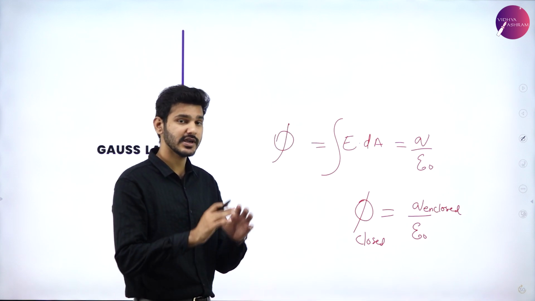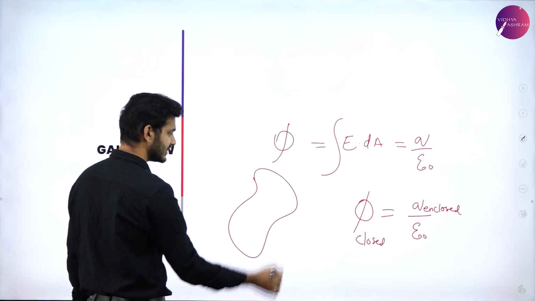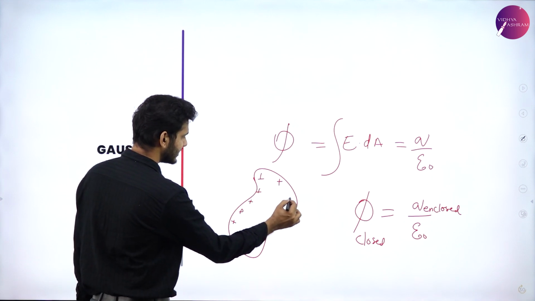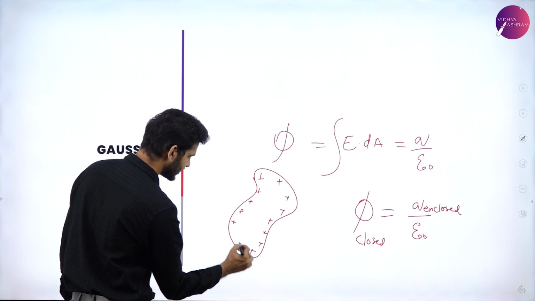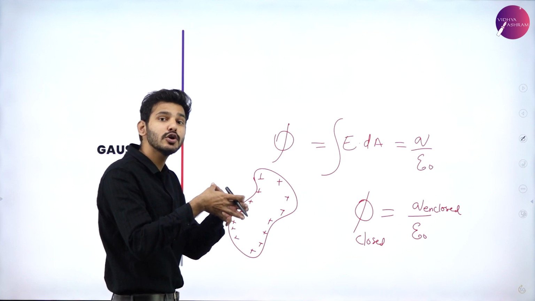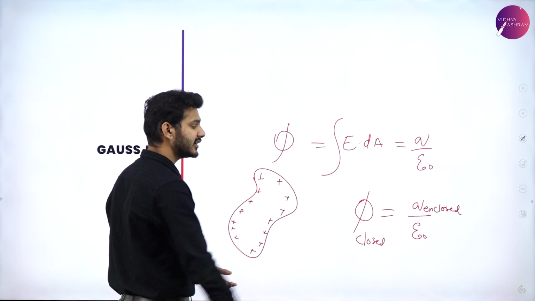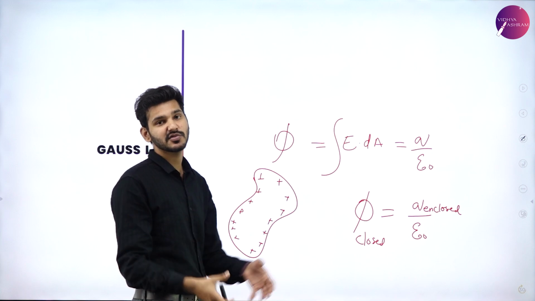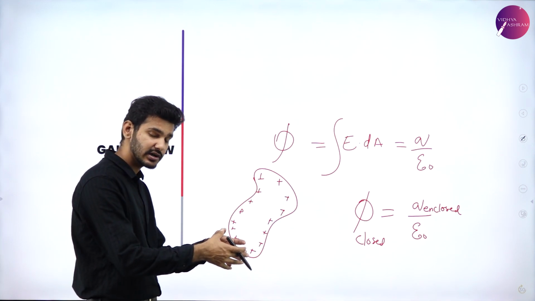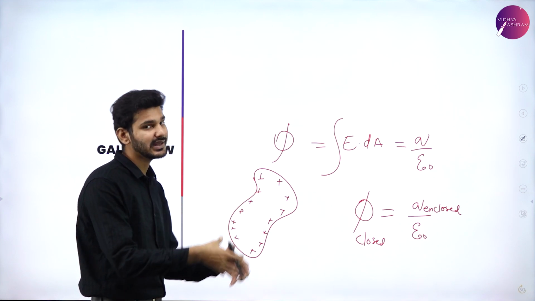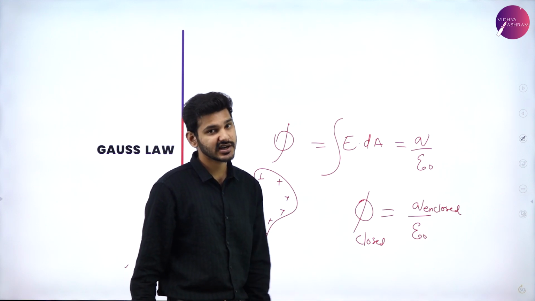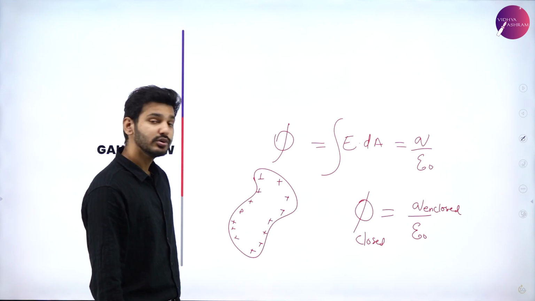which means that if we consider a surface like this, any surface, and there are n number of charges distributed like this throughout, then the charges enclosed by this closed surface will directly influence the amount of electric flux which is coming inwards or outwards depending on the charge. If it is positive, it will go outwards, and if it is negative, it will be inward. So the flux will be determined by the amount of electric charges enclosed by that particular closed region.